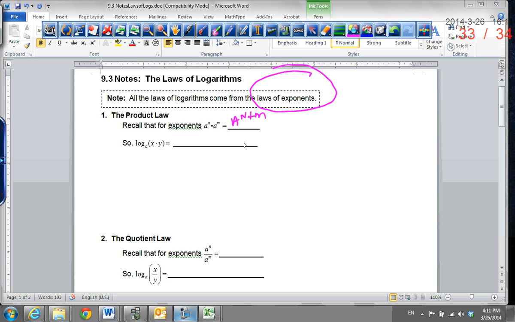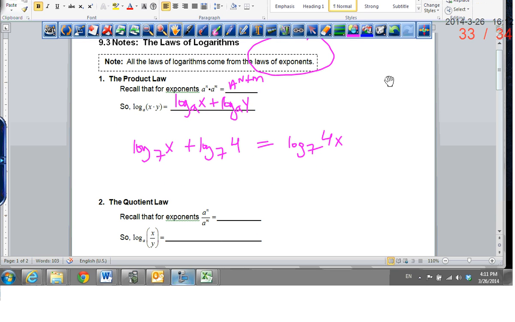So a to the n plus m. Same idea here. If we're multiplying these, that actually means that we're adding them. So log base a of x plus log base a of y. So we're expanding them. An example would be log base 7 of x plus log base 7 of 4 would equal log base 7 of 4x. Okay?